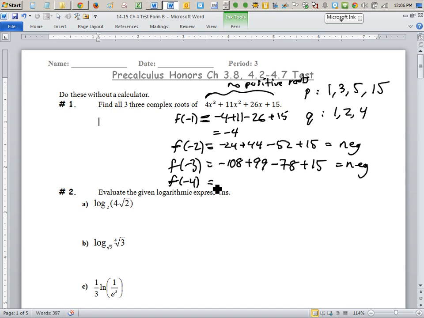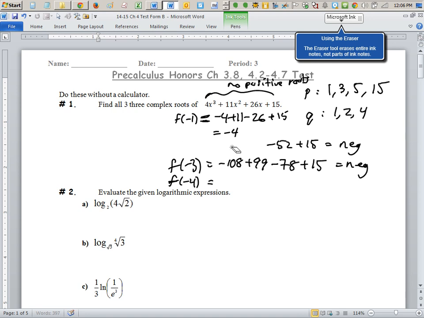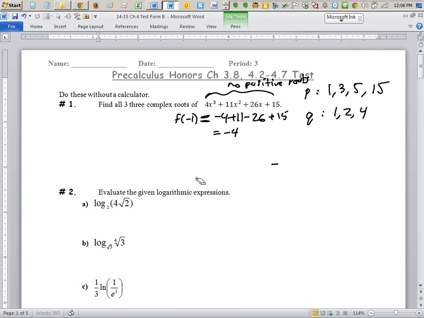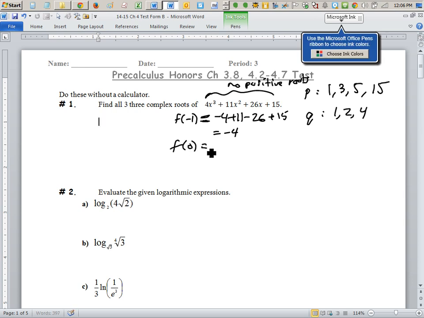Oh, yes, f of 0 is positive. Yes, I missed that. F of 0 is positive. That's my clue. Thank you. I forgot to check f of 0. F of 0 is simply 15. Okay, so what does this mean?